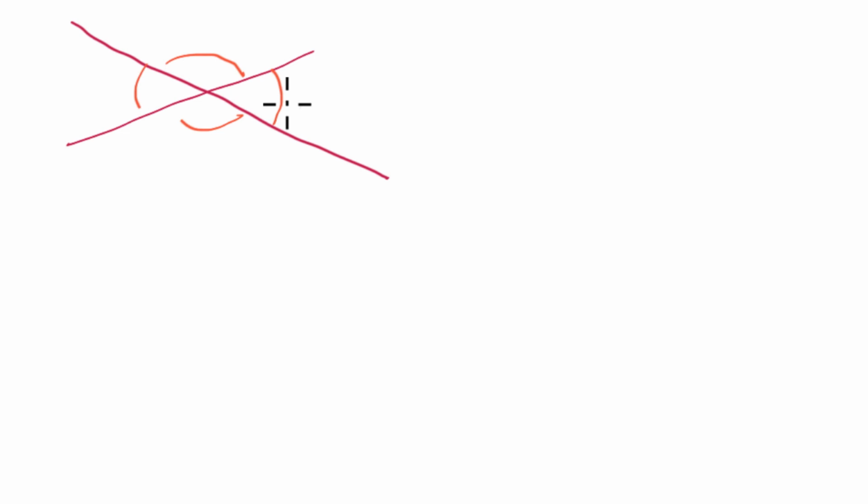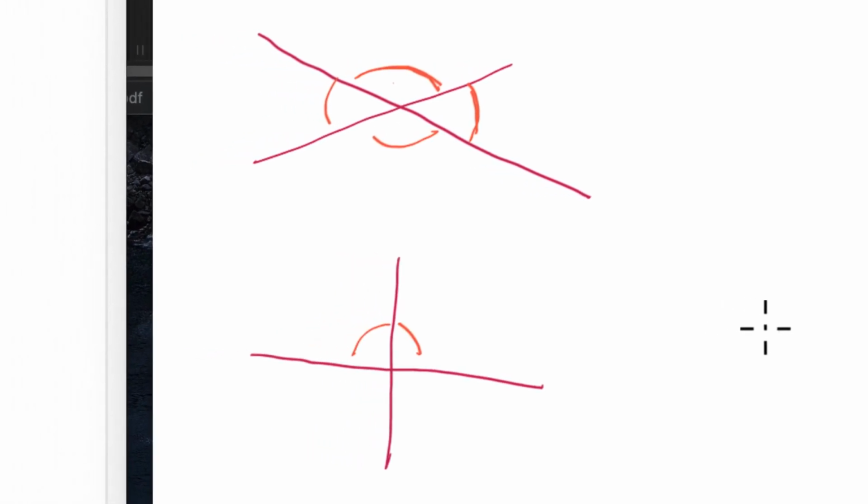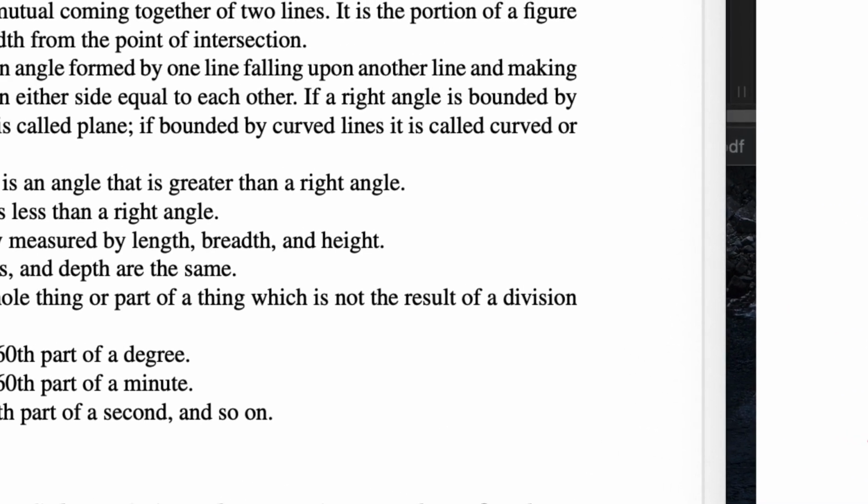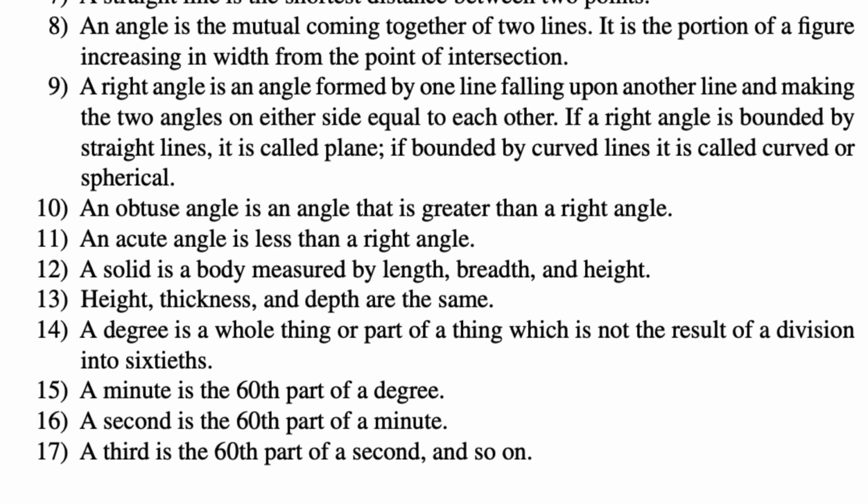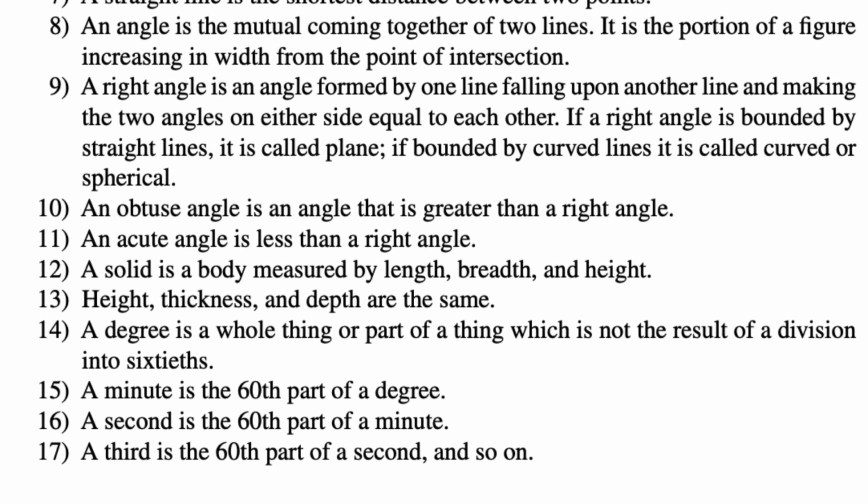And then he says a right angle is an angle formed by one line falling upon another line and making 2 angles on either side that are equal to each other. So you see here, these 2 angles, the one on this side and the one on this side, are not equal to each other. But if we were to make 2 lines cross in such a way that these 2 angles are equal to one another, well, then we call those right angles. He says an obtuse angle is an angle that is greater than a right angle, and an acute angle is one less than a right angle. He says that a solid body is measured by length, breadth, and height. You might say that it has 3 dimensions as opposed to 2 dimensions, which would be a surface or a plane, and 1 dimension, which would be a line.